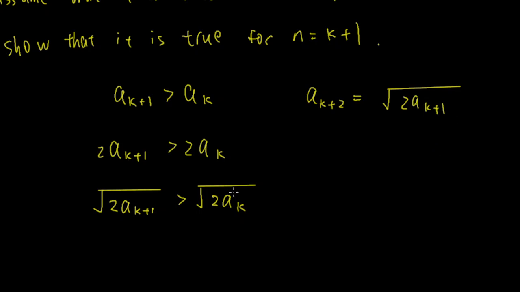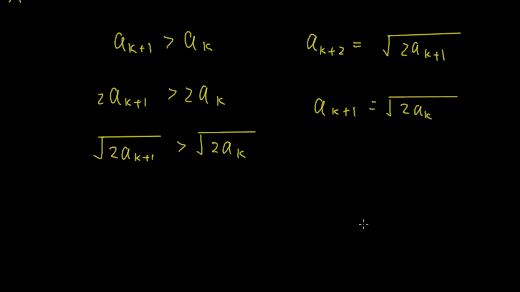What is square root of 2 times a sub k? Right? Square root of 2 times a sub k. Well, that would be a sub k plus 1, because the subscript on the left side is always one higher than the subscript of the right side. Okay, for this we can write that, right? This one is equal to a sub k plus 2. That's greater than this one, which is basically a sub k plus 1.